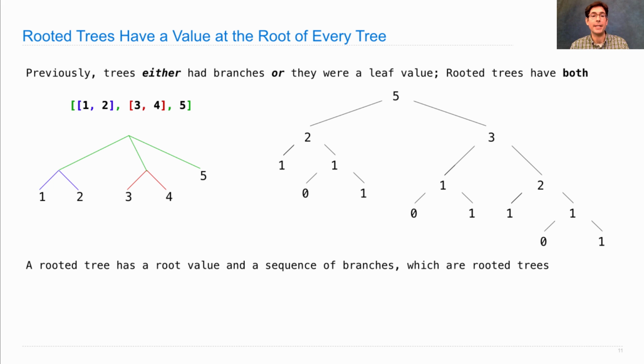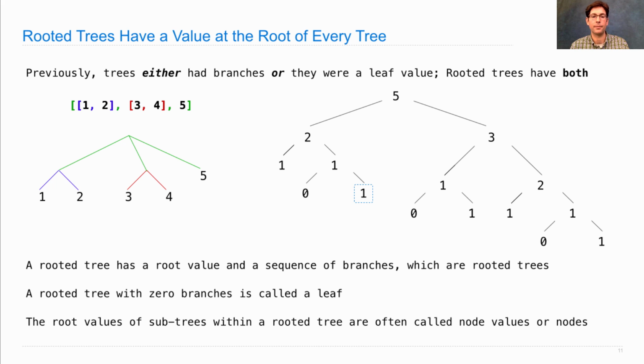So a rooted tree will be a data abstraction that combines a root value and a sequence of branches. And those branches are also rooted trees. A rooted tree with 0 branches is called a leaf. So there's a leaf. It has this root value of 1 and no branches below it.